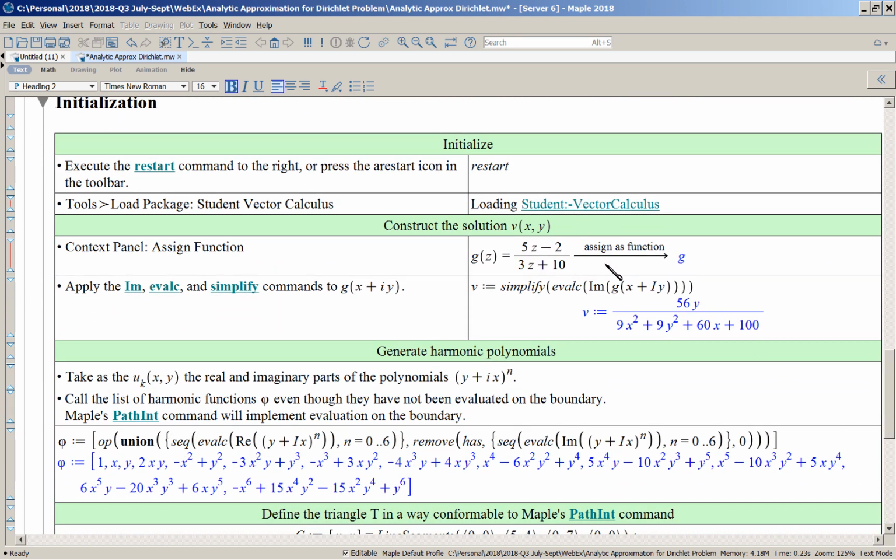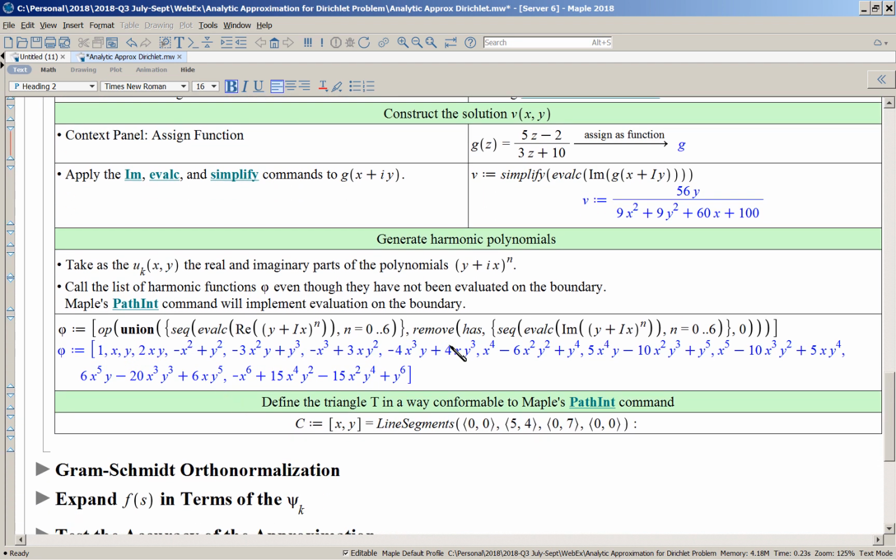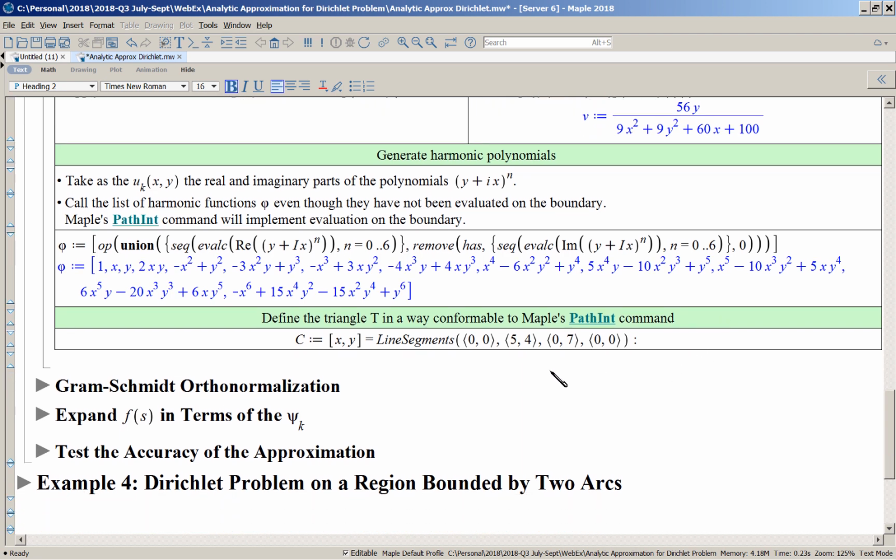As we did earlier, I've rebuilt, so I have a restart. I've rebuilt the exact solution V. I've rebuilt the collection of psi functions, and I think I only went out to 6 rather than 8, so I use fewer functions. I define a path that the path int command will understand. It's the line segments going around the nodes or vertices of the triangle. You have to put the first one as the last one to close the loop.